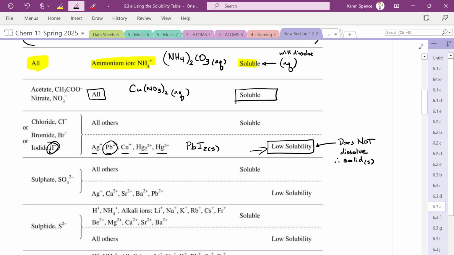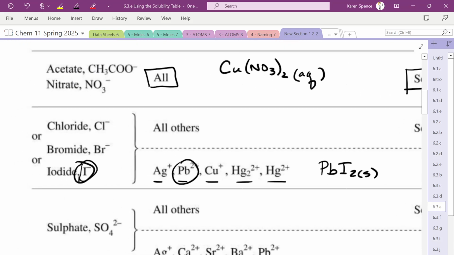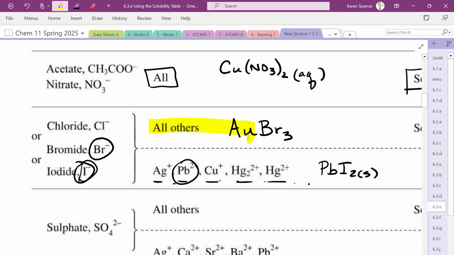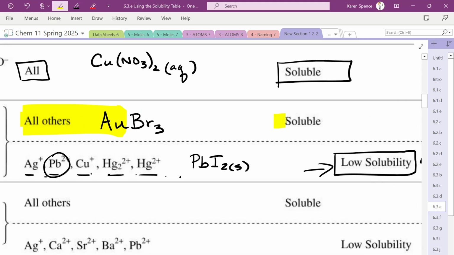But let's pick some other metal. Ooh, let's do gold. Gold sounds fancy, right? Let's do gold with bromide. So AuBr3. Here's bromide, and gold is not in this list. And if it's not in that list, it falls into the category all others. So if you see all others, that just means it's not in the list. Okay? So gold bromide would be soluble, which means that it would be aqueous.